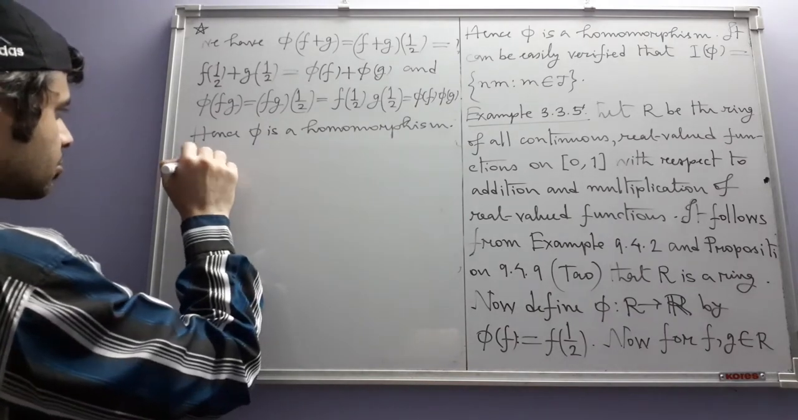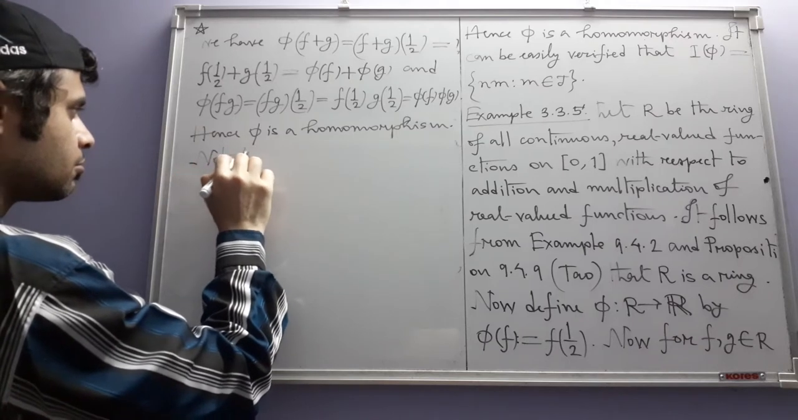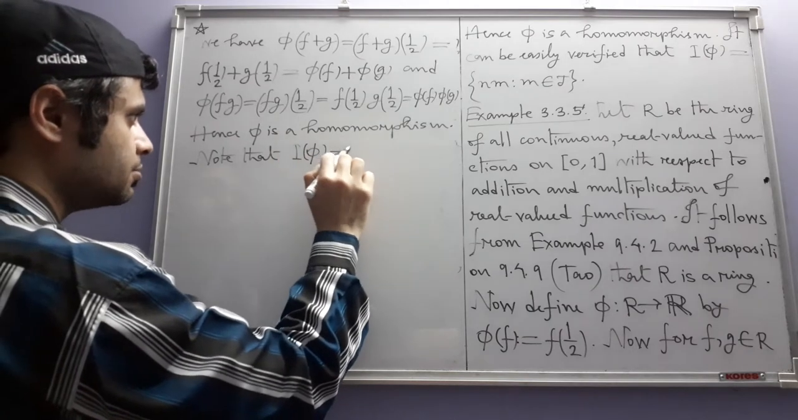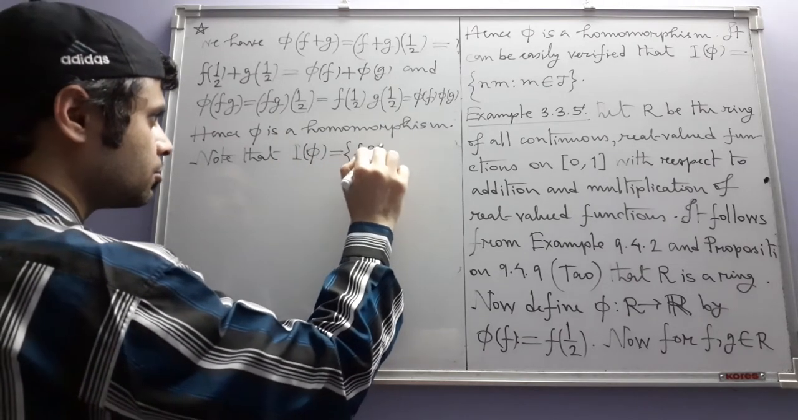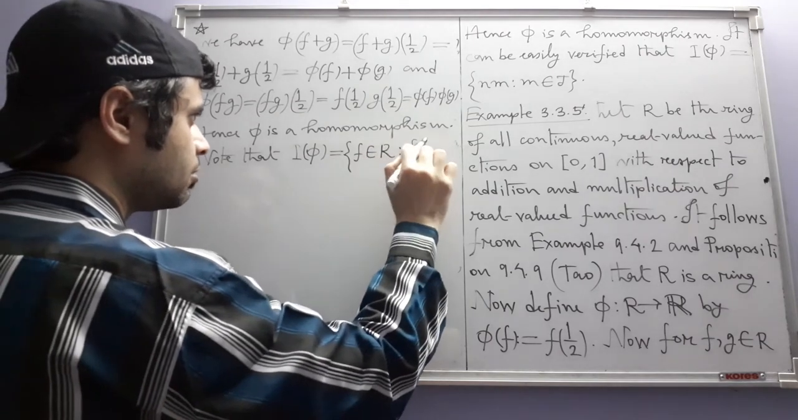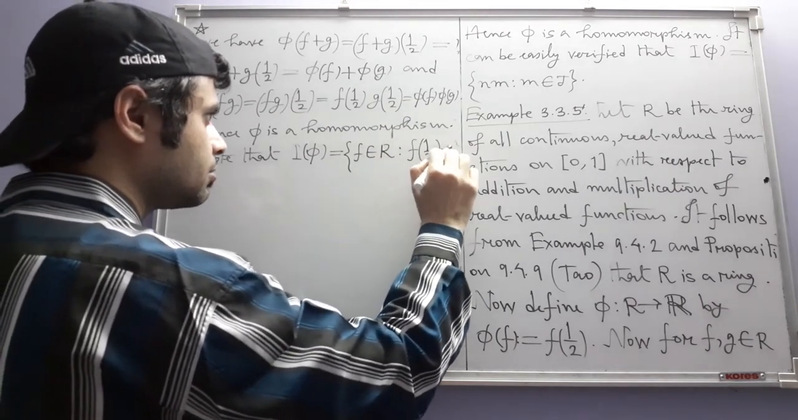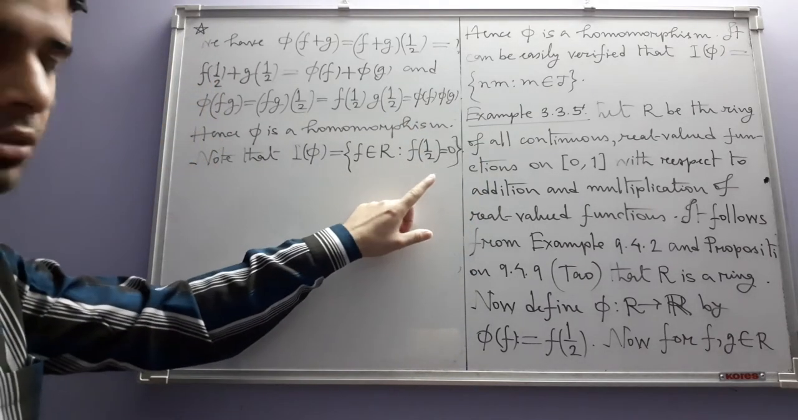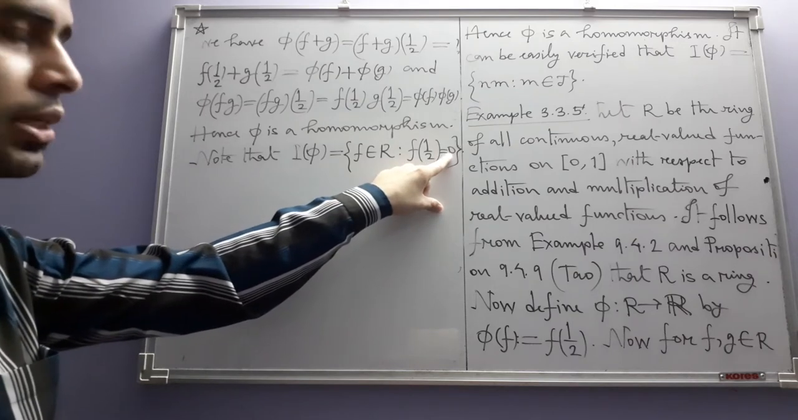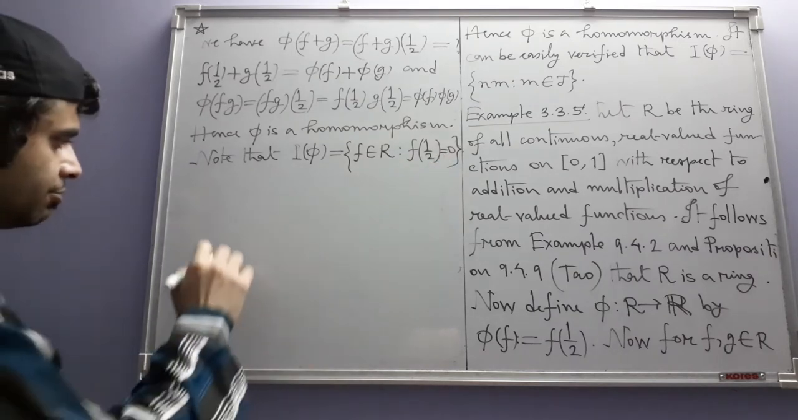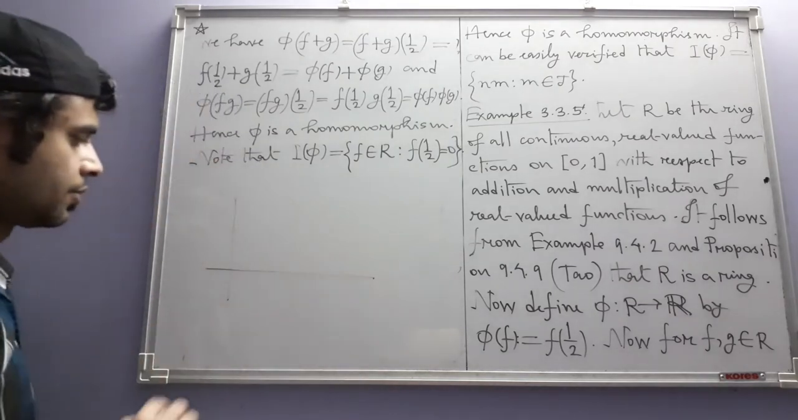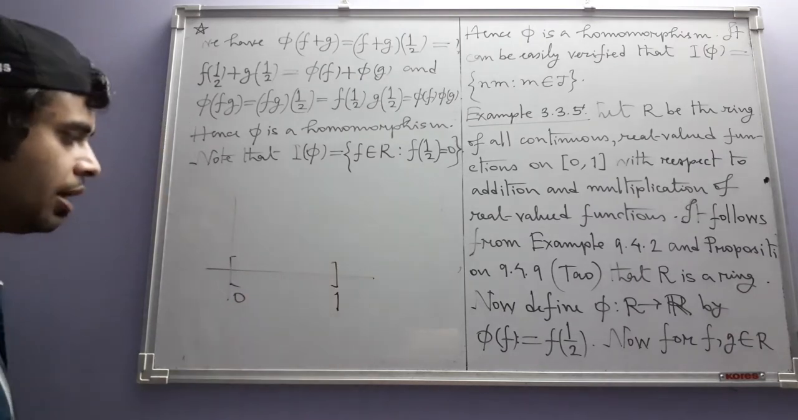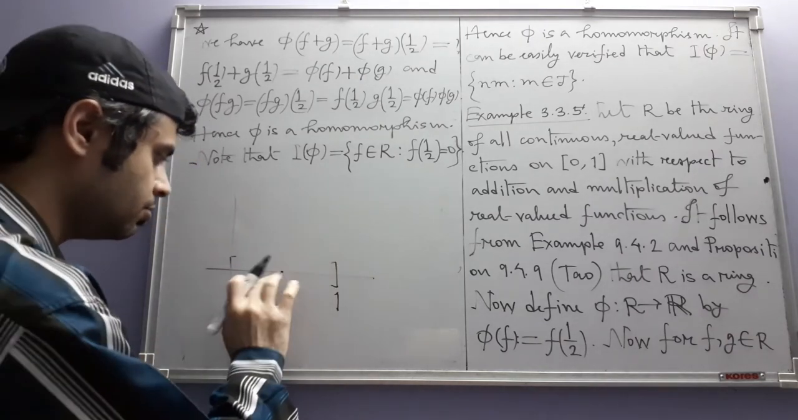Note that the kernel of this homomorphism is the set of those functions in R which vanish at 1 by 2. Note that since these are real valued functions, this 0 is the ordinary real number 0. So that means if we look at this interval 0, 1, this is the point 1 by 2.